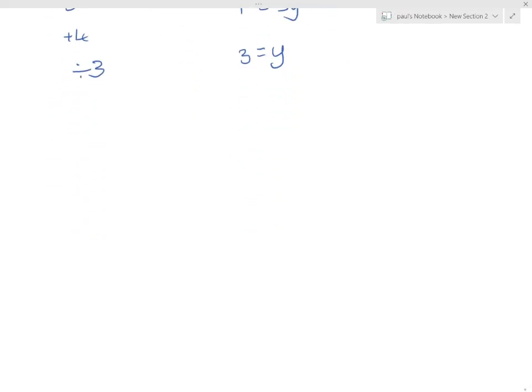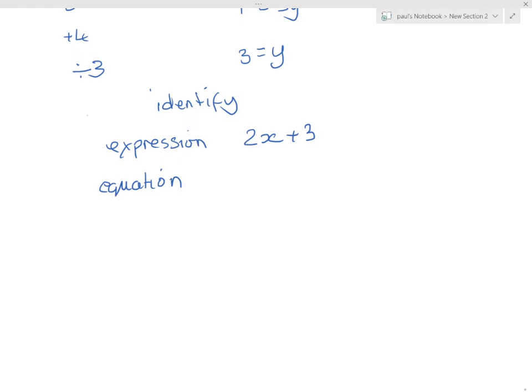We got some more. Then we broke off a bit to identify some things. Now there's an expression, and this could be 2x plus 3. It doesn't equal anything, and it doesn't help you find out anything. It's just an expression. Then you have an equation. Now an equation is where you have to find out the value of x. So 3x plus 7 equals.